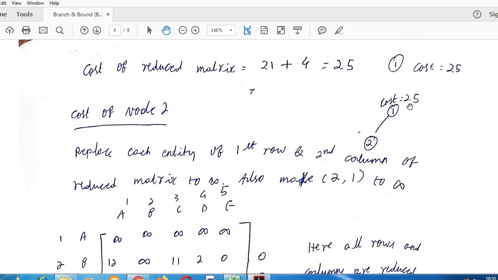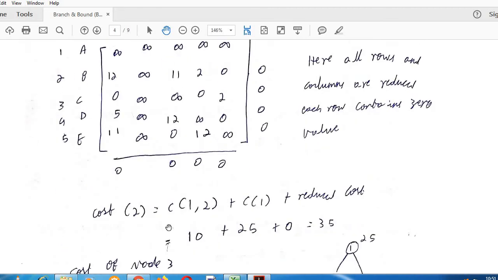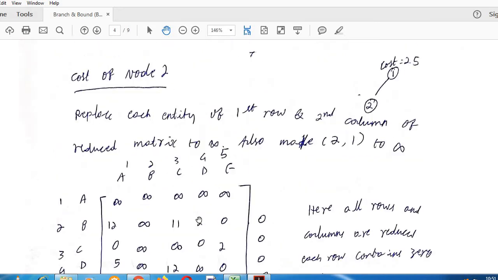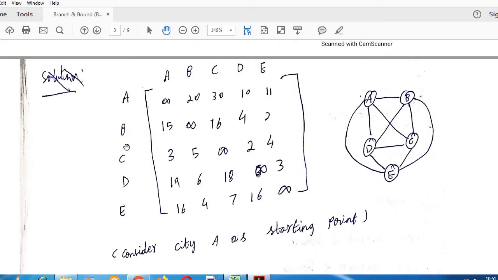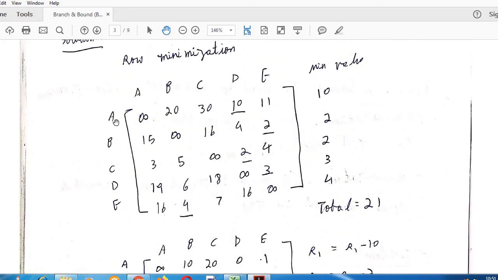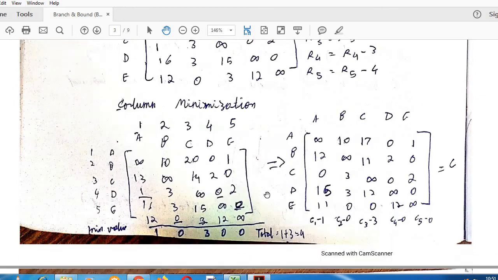So the cost of node 1 is 25. The cost for reaching from 1 comma 2 can be found out from the original cost adjacency matrix. Cost of reaching from 1 to 2. So 1 to 2 is 20.